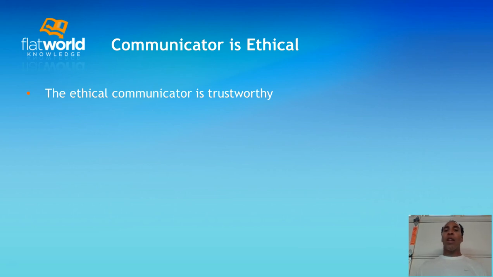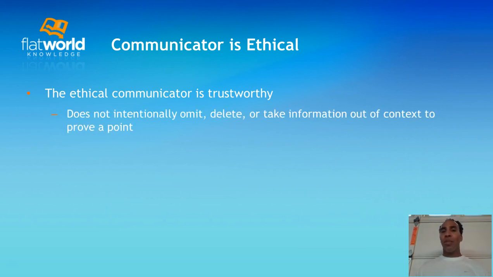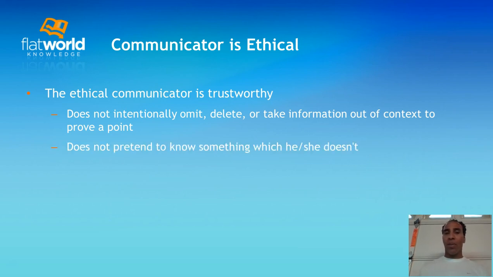The ethical communicator is trustworthy, right? You want to trust and believe in what I'm saying, not that I'm making any of this stuff up. They do not intentionally omit, delete, or take information out of context to prove a point. So I'm not going to look at this PowerPoint and say, I don't like this slide because of this, I'm going to take it out. Now, there are certain slides that I took out because we don't need these additional slides, but there aren't slides that I take out because I don't believe in a communicator being ethical.